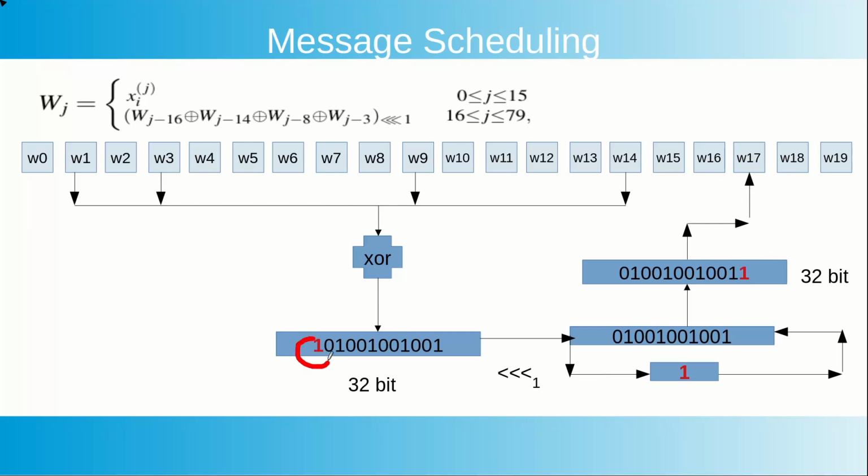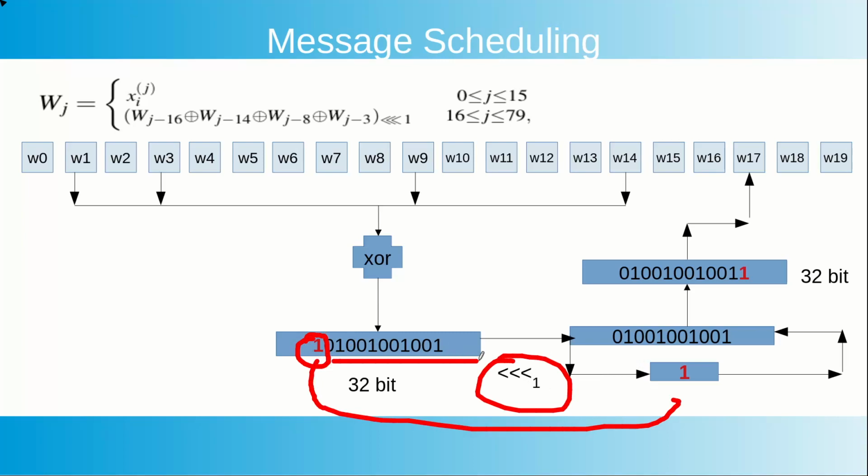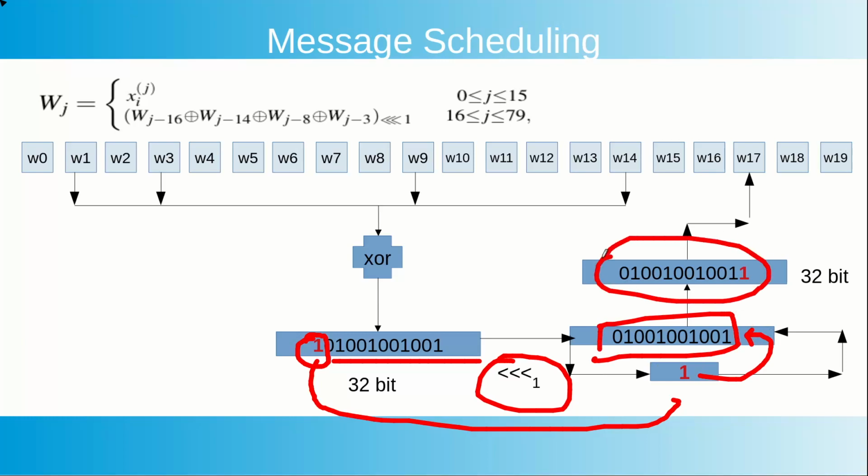So what will happen? Suppose after XOR we have got this 32-bit value. This first bit will come out because of this operation, the remaining bits will be at the very beginning, and this bit will be placed at the very end. This is the final outcome, and that is going to be W17. In that way, if we proceed sequentially, we can compute W17, then W18, then W19, up to W79. Recall, in our case we need W0 to W79, those are the 80 different words.